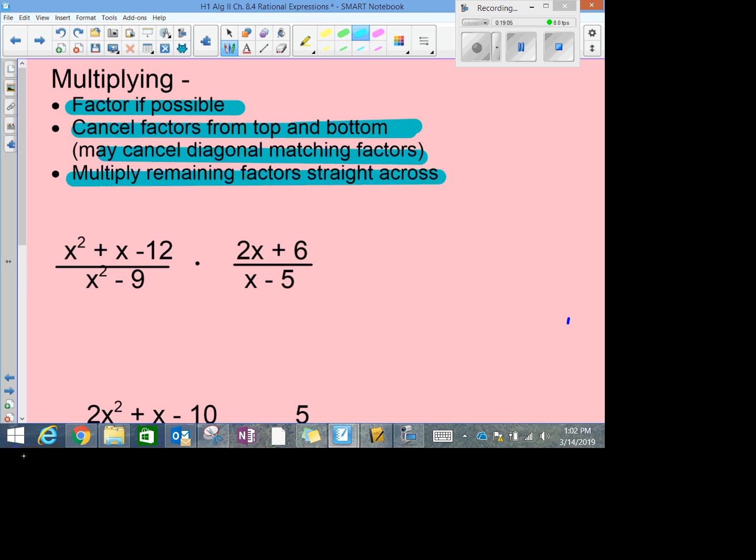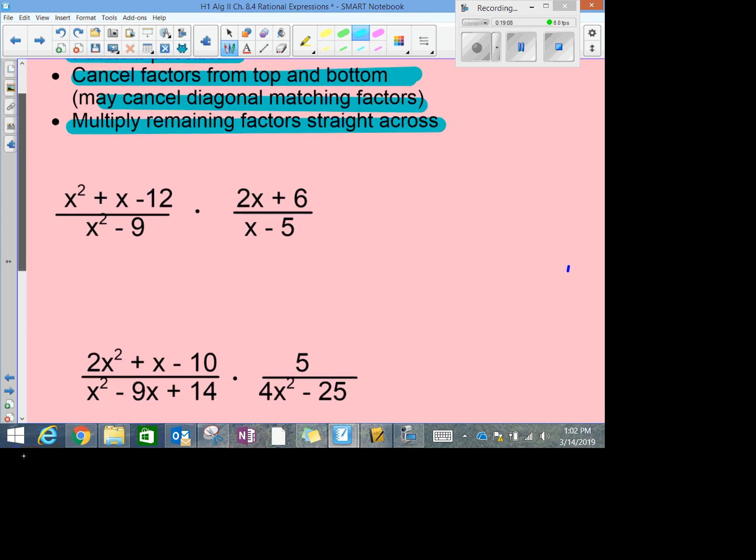I told you you can use factoring in your life, right? Okay, so how do we factor x squared plus x minus 12? Well, it multiplies to negative 12, adds to 1. That's 4 and negative 3. So x plus 4, x minus 3. What can we do with x squared minus 9? x plus 3, x minus 3.